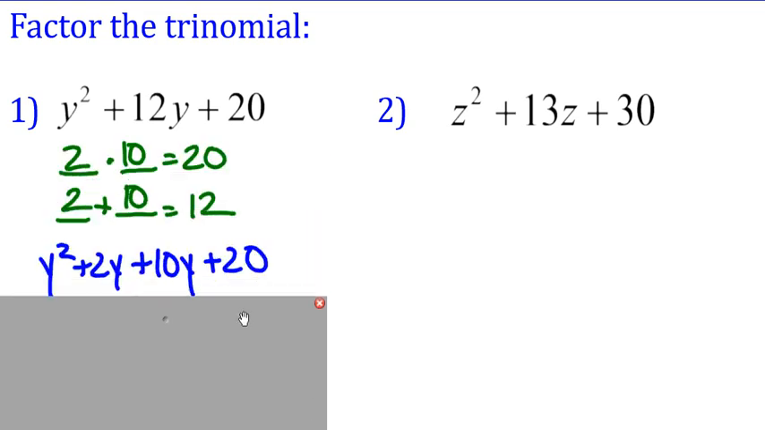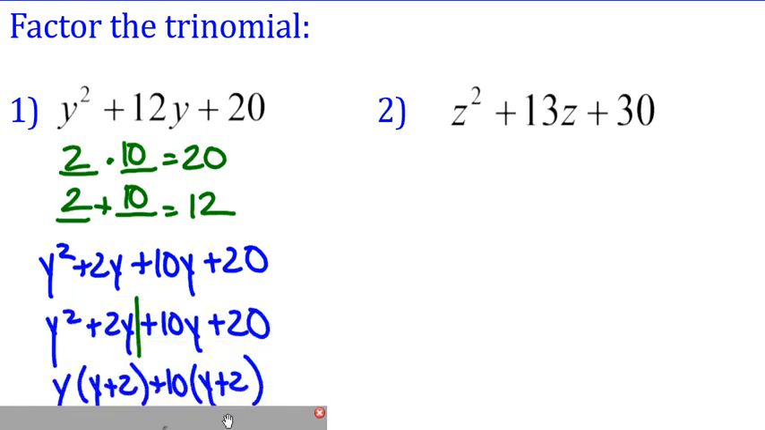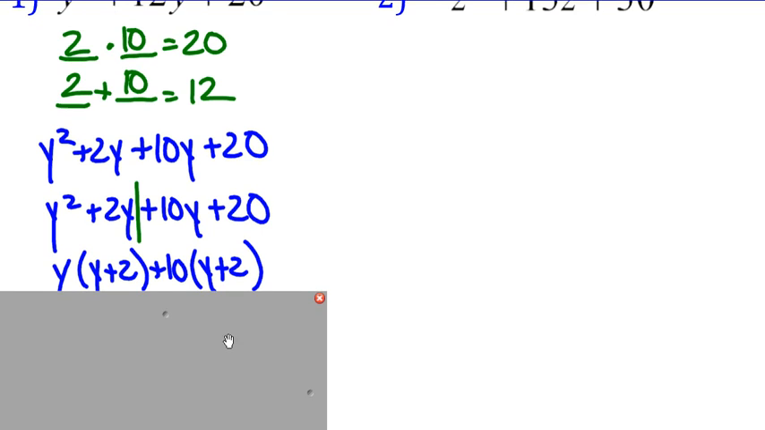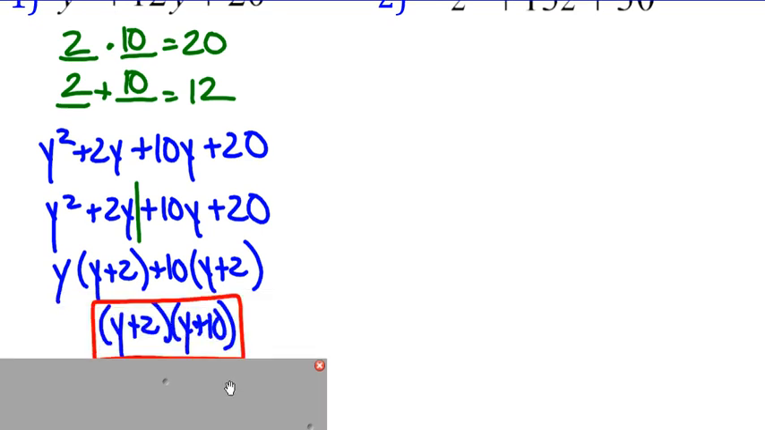So again, we could write it with the 4 terms, split into pairs, and divide out the common factor from each pair. Our first pair we could divide out a y, the second pair we could divide out a 10. So we have y times y plus 2 plus 10 times y plus 2. Y plus 2 is being multiplied by y and 10, so here are our 2 factors.